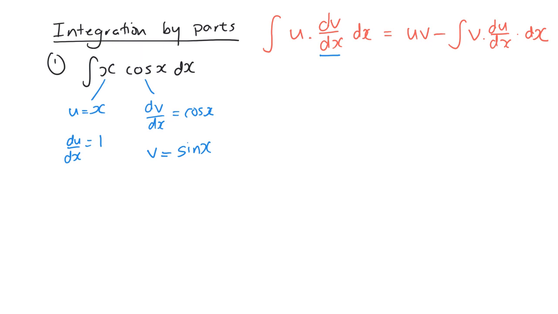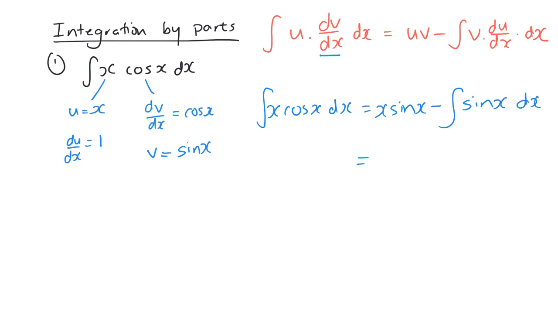Now we apply our parts here, so we have the integral of x cos x dx equals u times v, so that's x sine x, minus v, which is sine x, times du by dx, which is 1, so it's just sine x, and then times dx. So now we have something that we can integrate. We've got rid of the product in the integral, and now when we integrate sine, we get minus cos, so that becomes x sine x plus cos x, remembering, of course, your plus c.